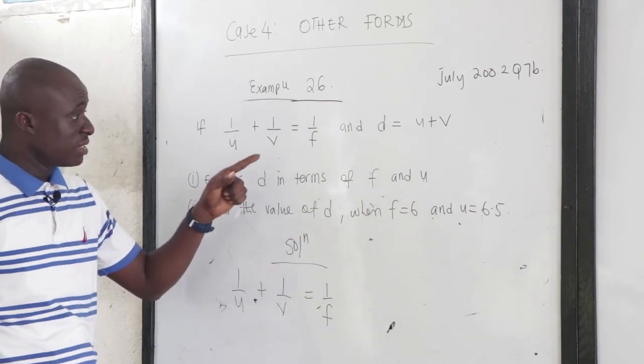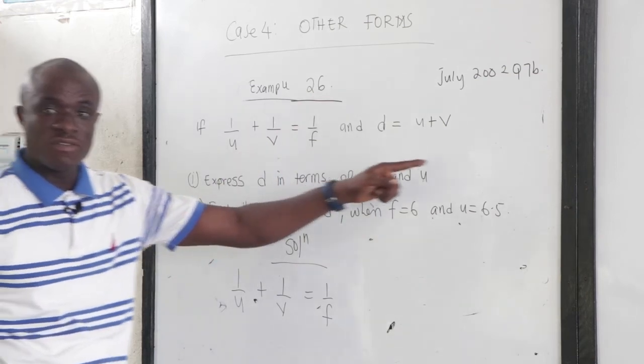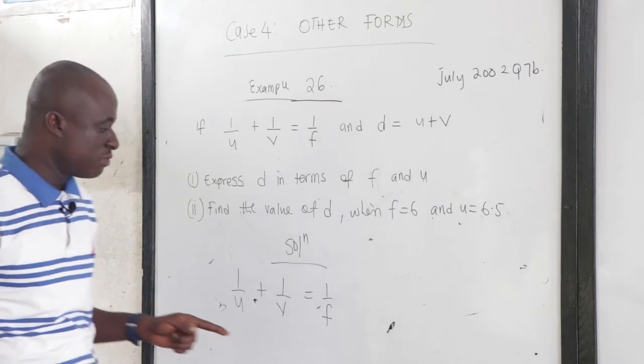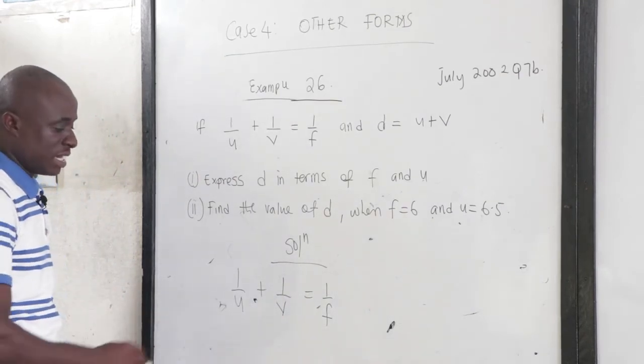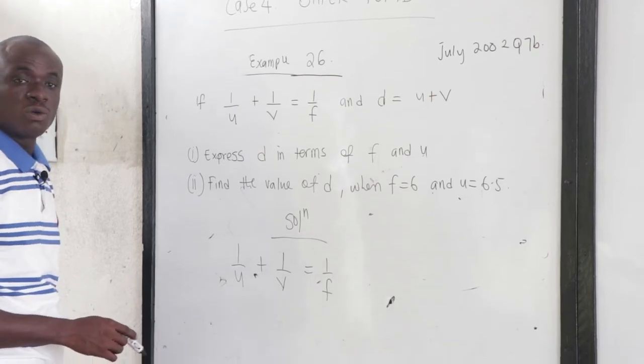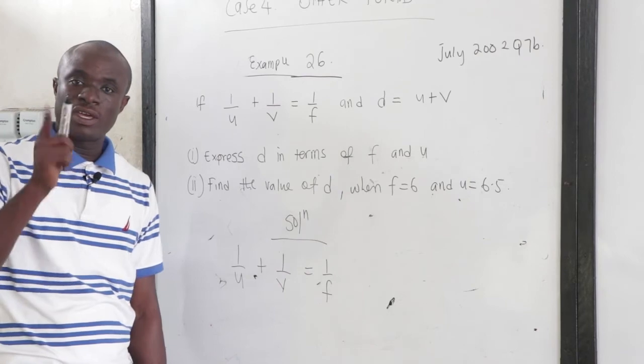Now, it means that they don't want to see v in the final answer. So we should eliminate the v. How can we eliminate the v? Let's make v the subject in the first one. So the first equation, we have this. Clearly, this is a fractional one, so we have to multiply through with the LCM. What is the LCM? u, v, f.